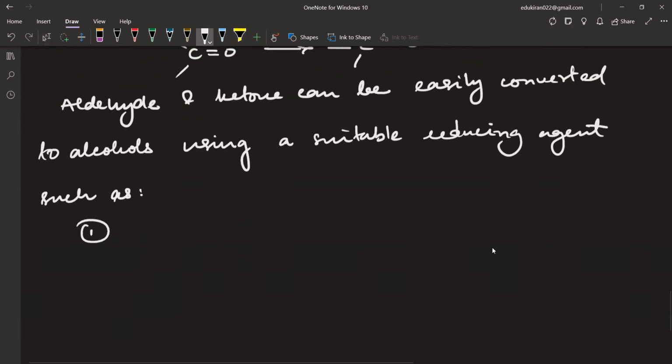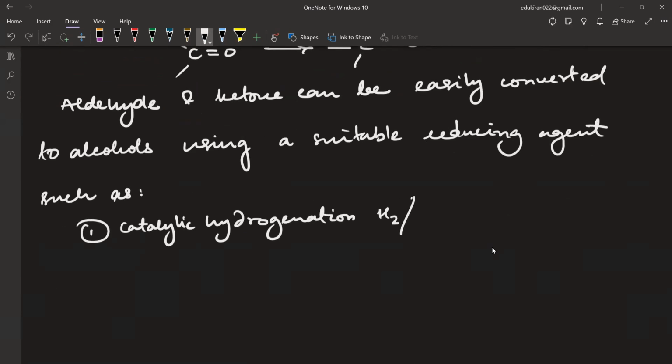Number one, this is also known as catalytic hydrogenation. That means whatever reagents we are going to use, we'll have H2. Now this slash does not mean or, it means in the presence of nickel, or platinum, or palladium. If you have H2 in the presence of, let us say, nickel above the arrow, then it is catalytic hydrogenation. They can ask you what happens when we do catalytic hydrogenation of aldehyde or ketone, then you will say that we form alcohols.